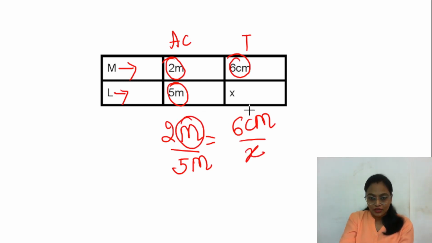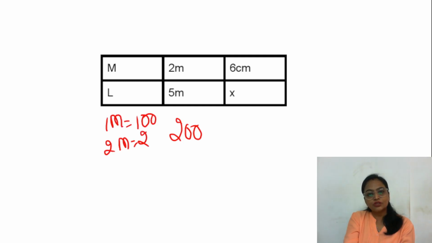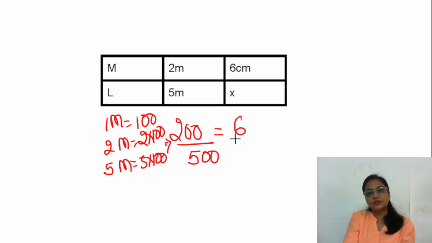Now the dimensions are in different units, so we will convert them into the same unit. So 2 meters will be 200 centimeters. Why? Because 1 meter is equal to 100 centimeters. So 2 meters will be 2 into 100 centimeters. Likewise, 5 meters will be 5 into 100, that is 500 centimeters, right? So I will write 200 by 500 is equal to 6 by x. Now everything is in centimeters, right?